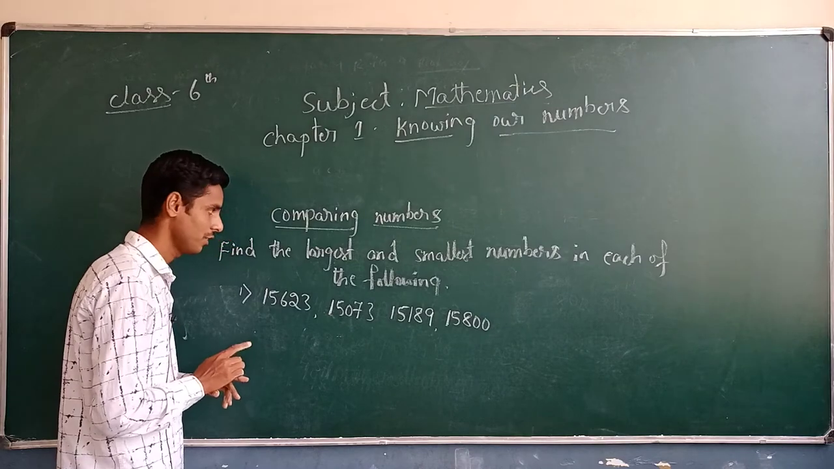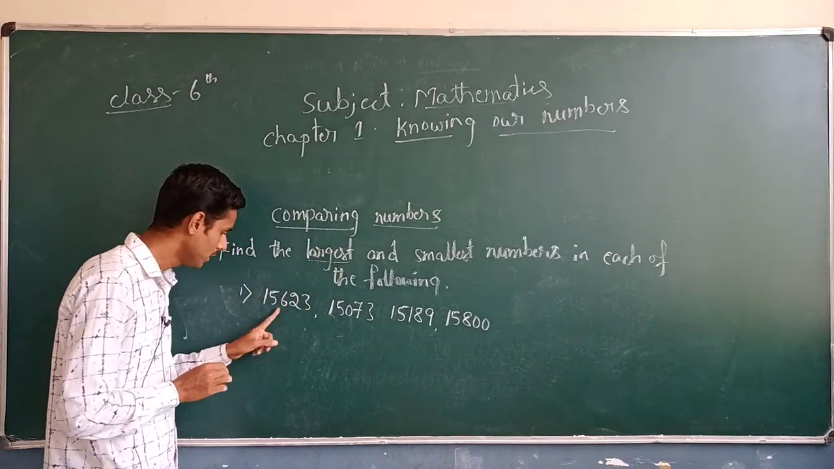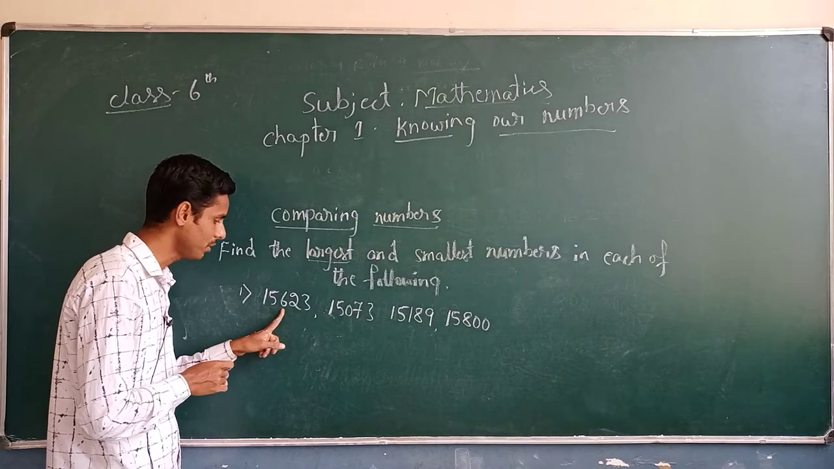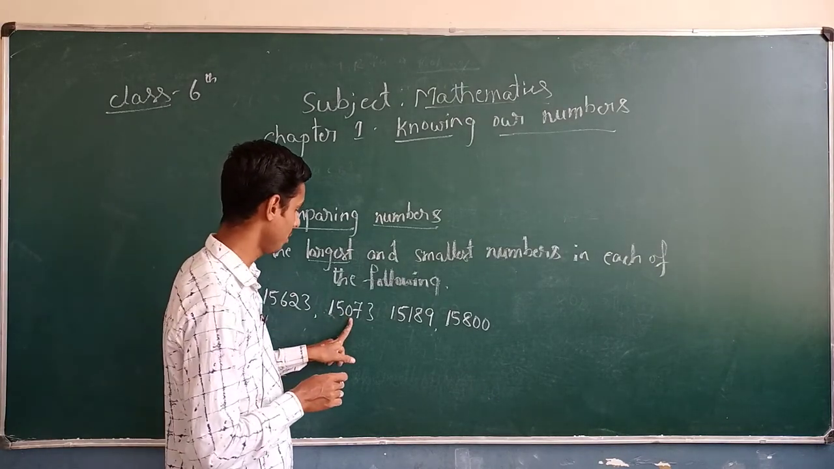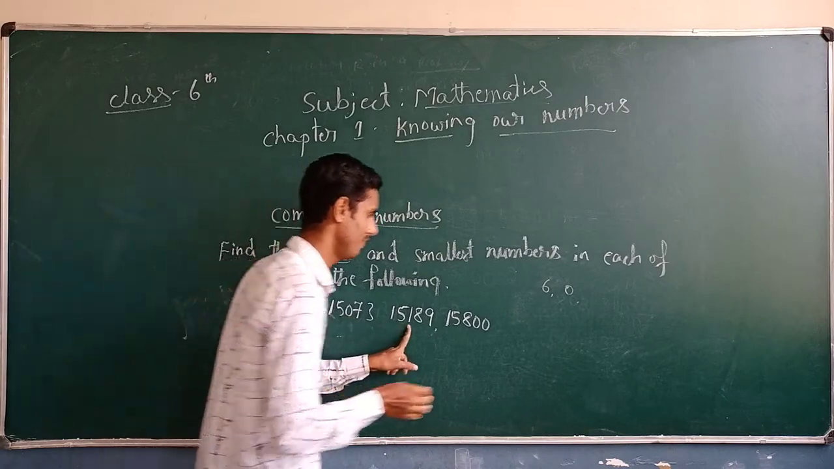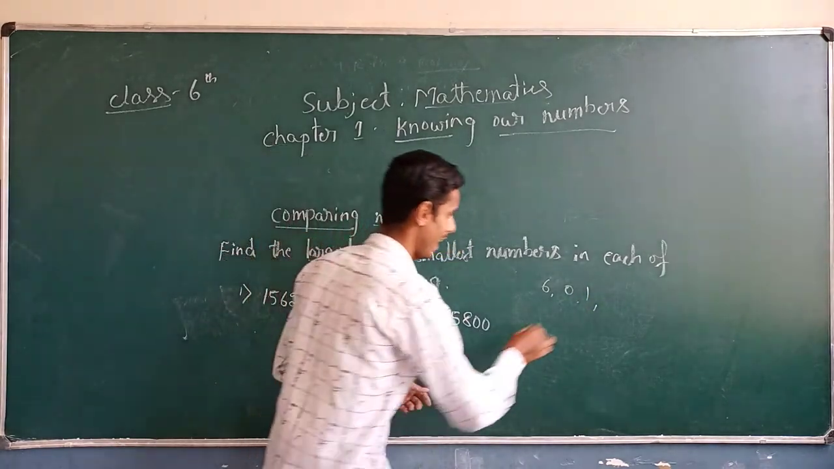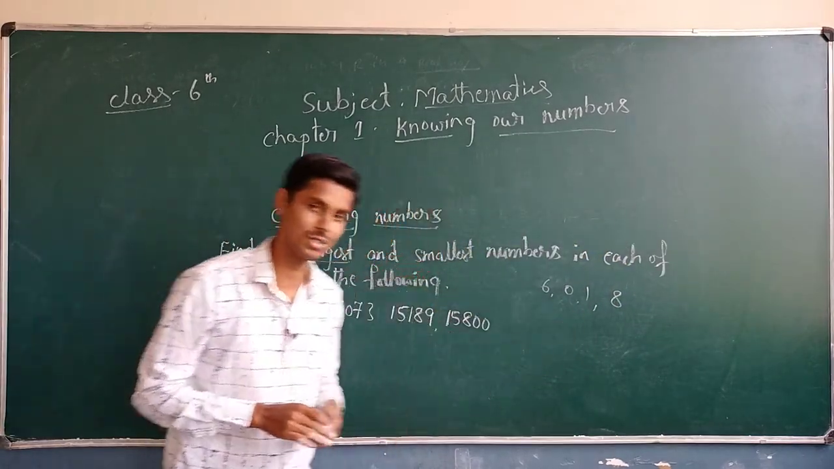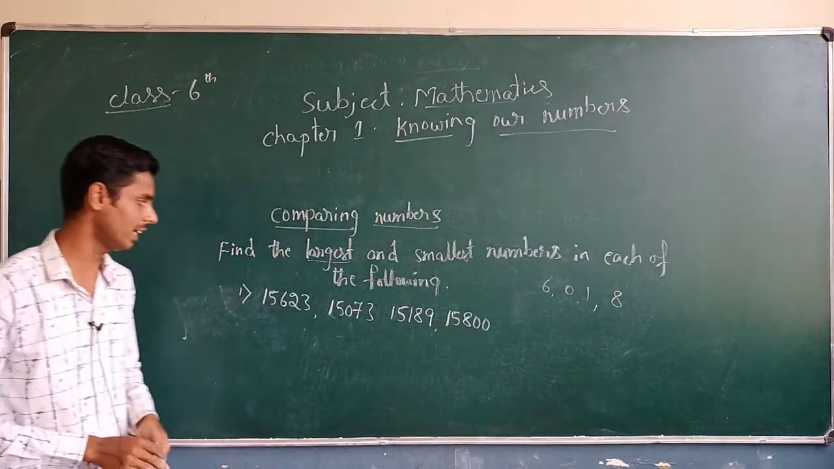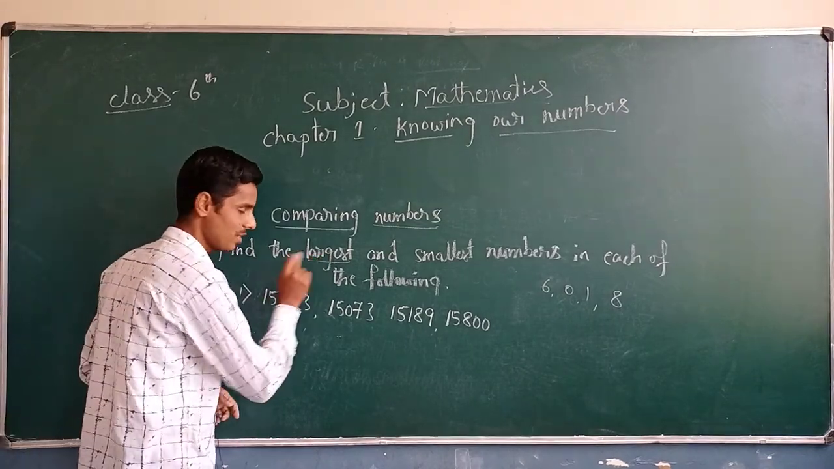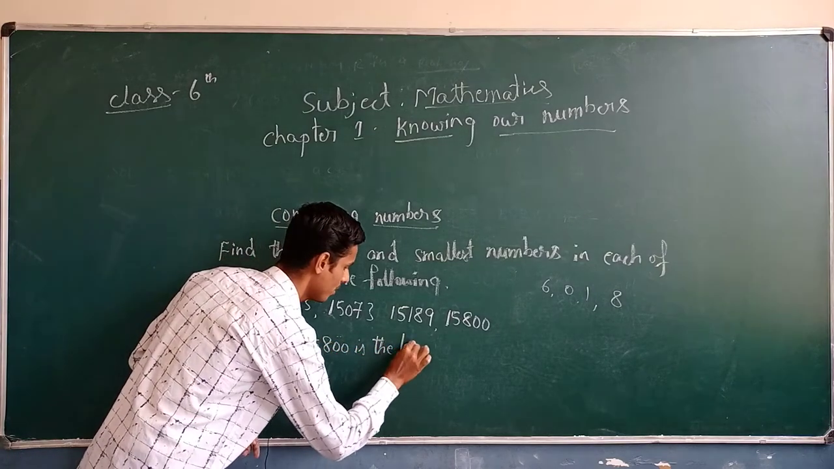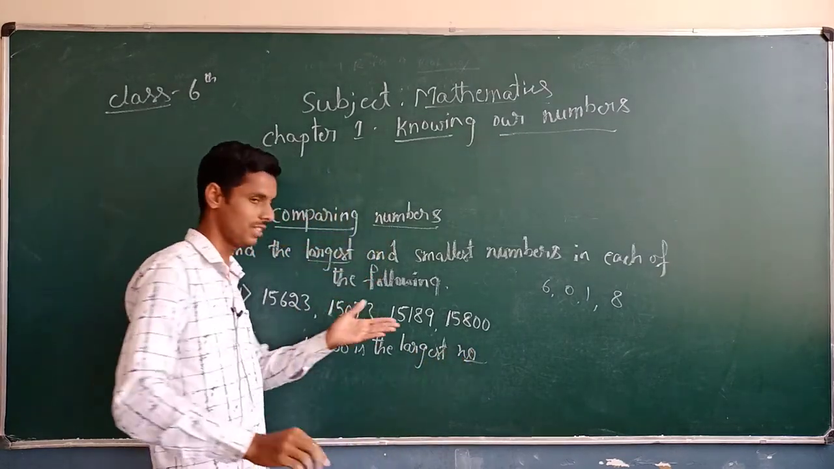Right? First, we are finding the largest number. Next we move to the hundreds place. In the first number, we have 6. In the second number, we have 0. In the third number, we have 1. In the fourth number, we have 8. Among these digits, which is the largest digit? 8. So 8 is in 15,800. Therefore, that will be the largest number. 15,800 is the largest number among these numbers. Right?